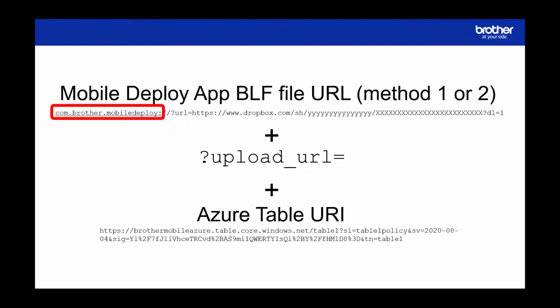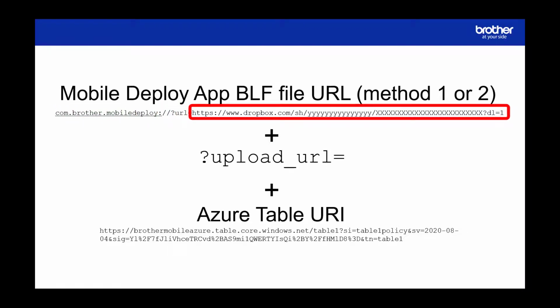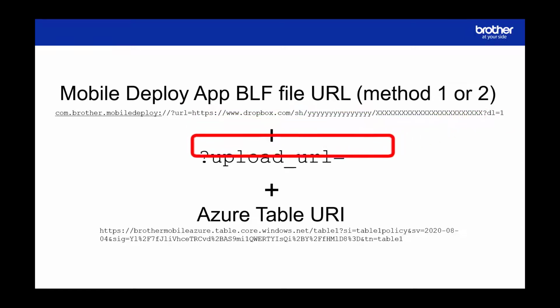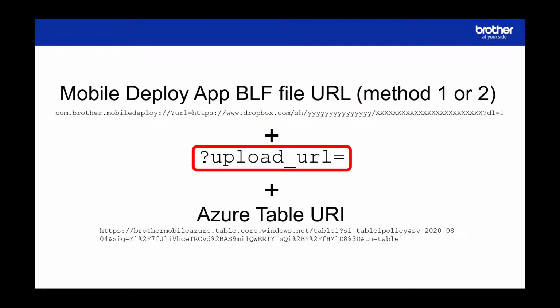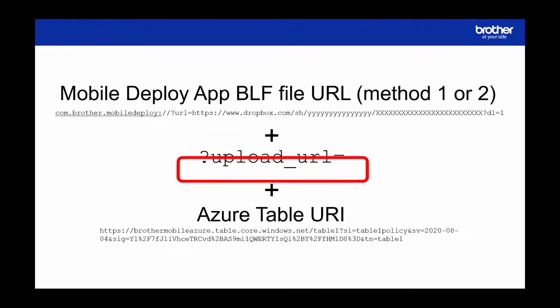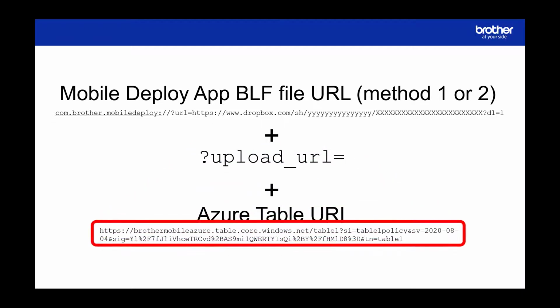This part launches the Brother Mobile Deploy app. This is the Dropbox URL. For more information on how to create this URL, watch the video shown in the description. This is an extra piece of text you need to add to the end of the Dropbox URL. This is the URI from the Azure table. For more information on how to create this URI, watch the video shown in the description.